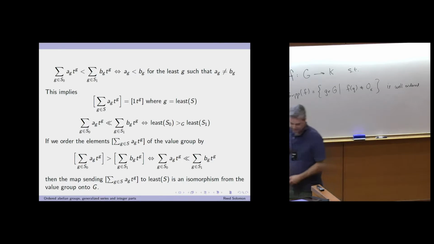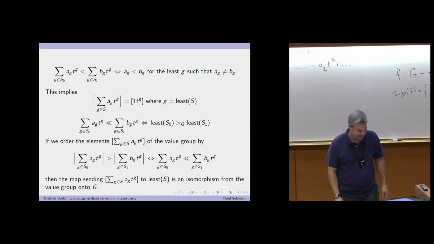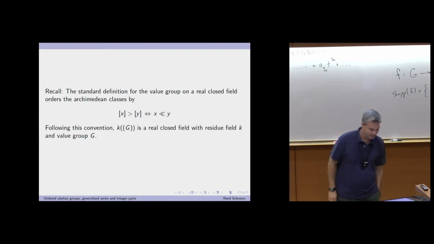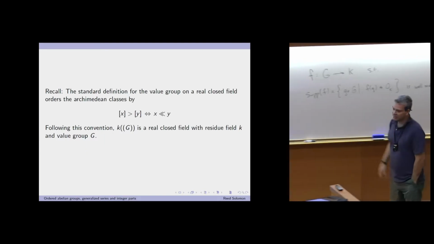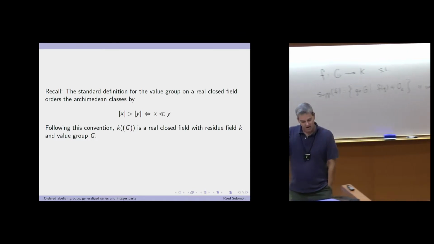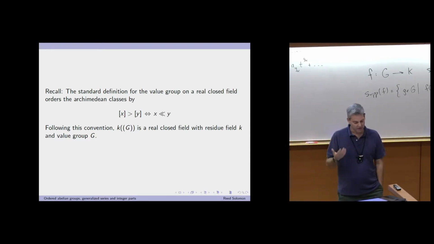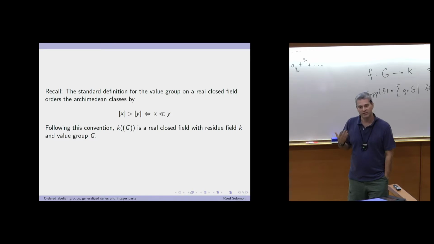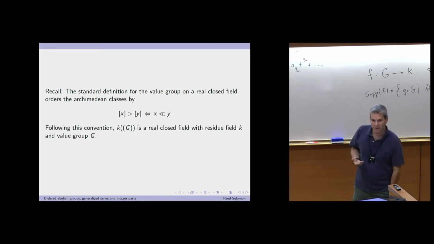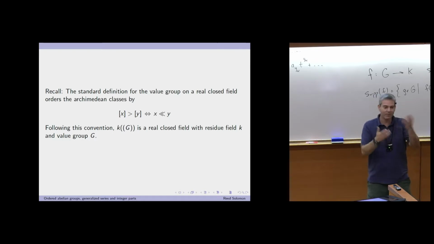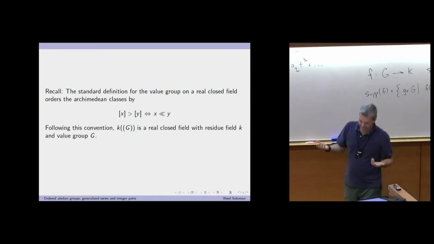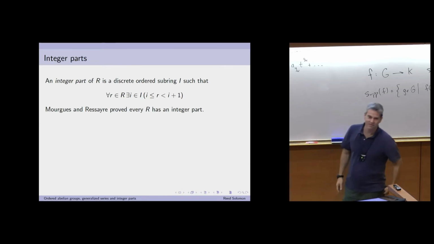So this is just to explain why in all of this things get flipped over, as they will later on. Right. So as I said, if you follow the standard conventions for looking at valuations for real closed fields and order the Archimedean classes in this flipped way, then the Hahn field is a real closed field with residue field K and value group G, just like you want. And of course, you could leave things without flipping the group order. Then you would have to define the Hahn group in terms of sums over index sets that were anti-well ordered. And that seems, I don't know, unpleasant, maybe. Anyway, that's the reason why.